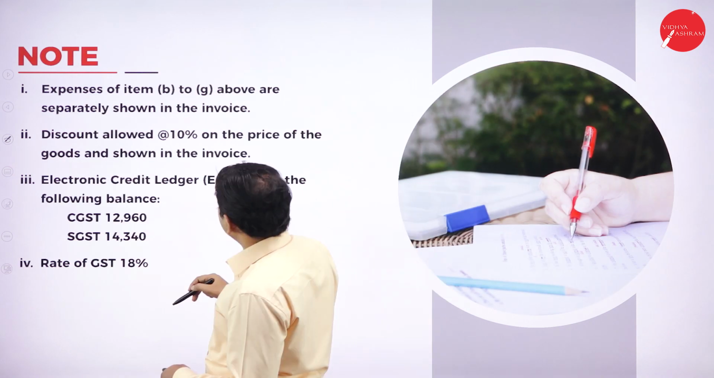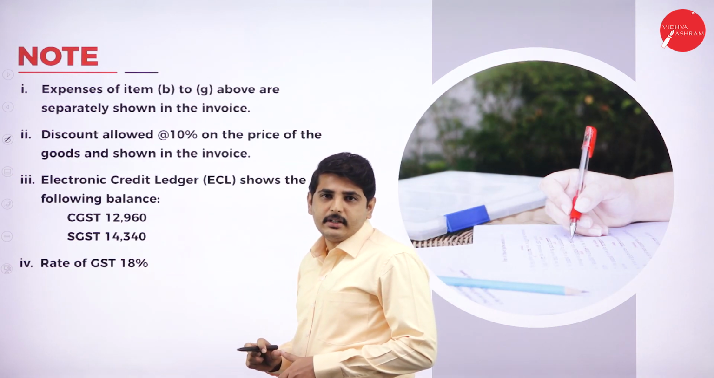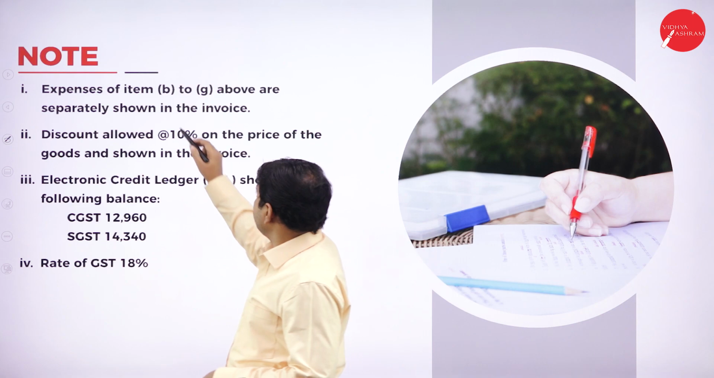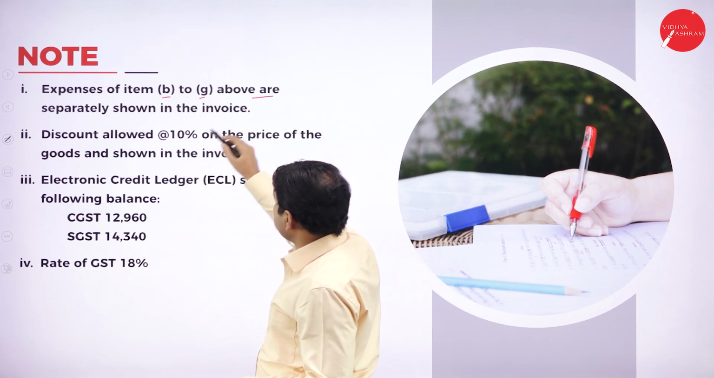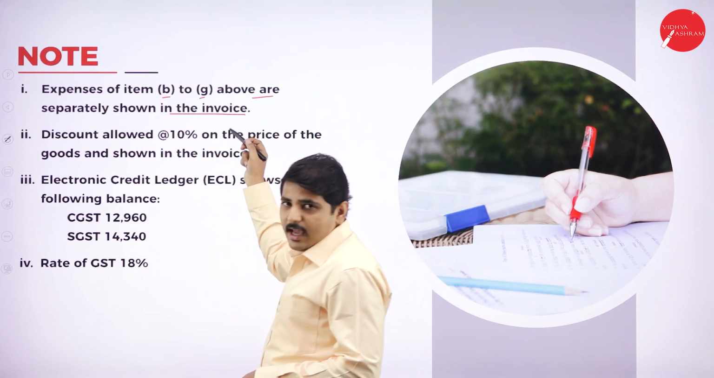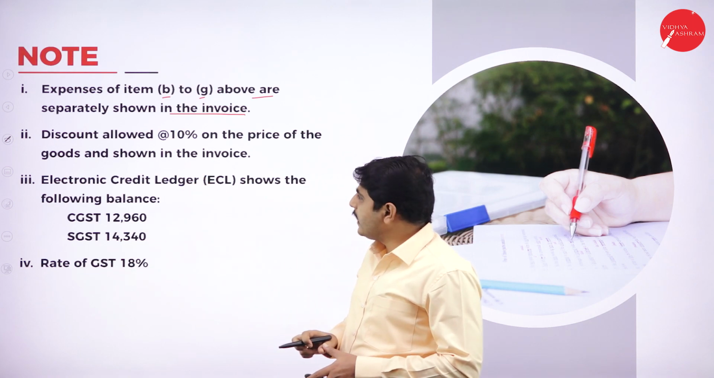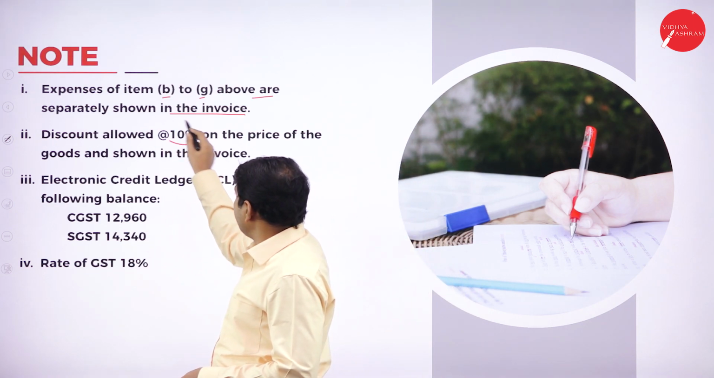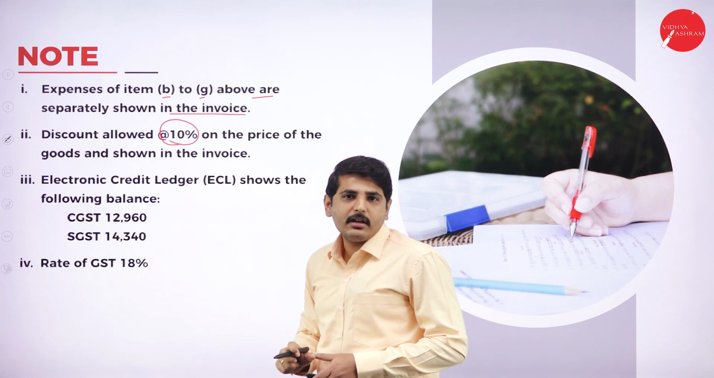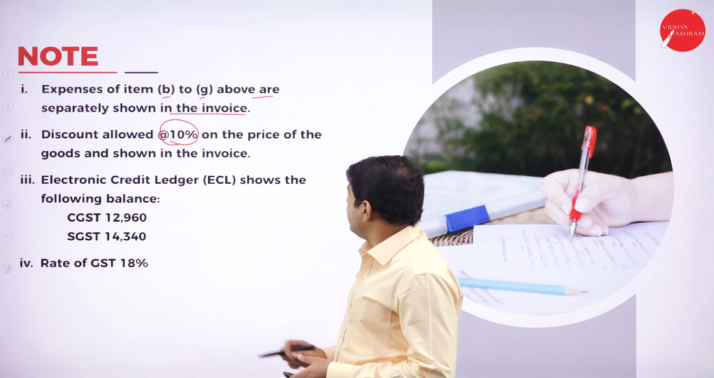Now, other information as given: the expenses of items A to G above are separately shown in the invoice. So they have given separate information in the invoice. Discount allowed at 10%. So after calculating the total cost of supply, we can deduct the discount.